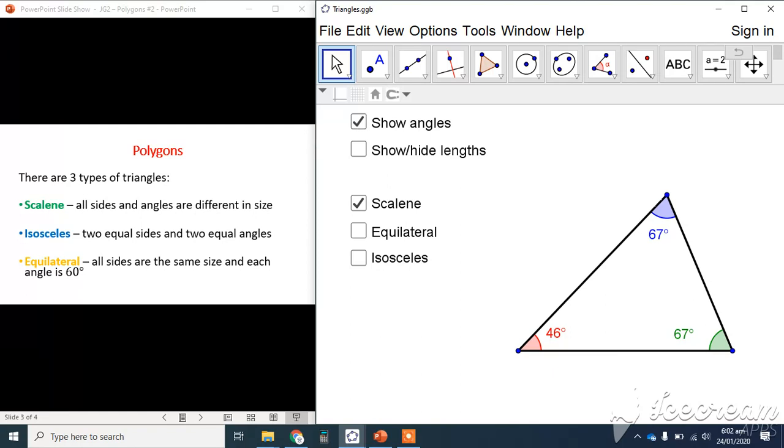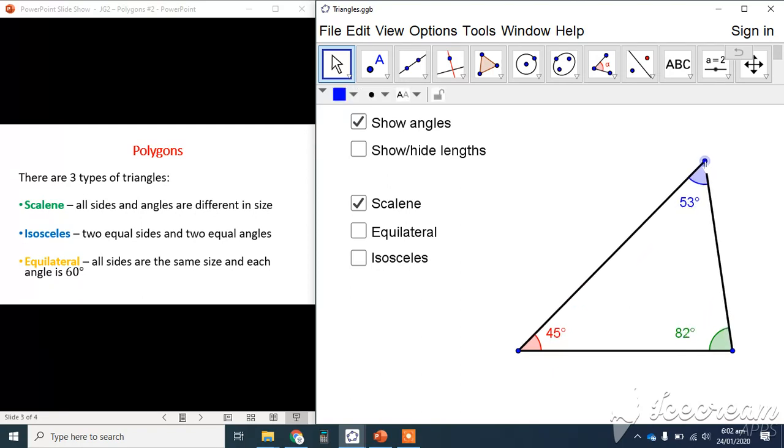Right, if I showed you the angles inside this triangle, they're all different. Actually, no, that's not true, I'm sorry. If all sides are different, 1, 2, 3, this is called a scalene. Let me show you the lengths as well. So we've got a length of 7, a length of 8, and a length of 9.9. So that's a scalene. All sides and angles are different in size, right?